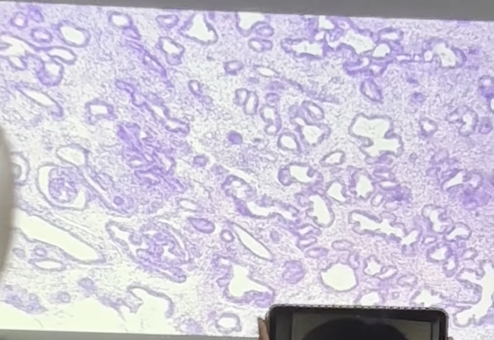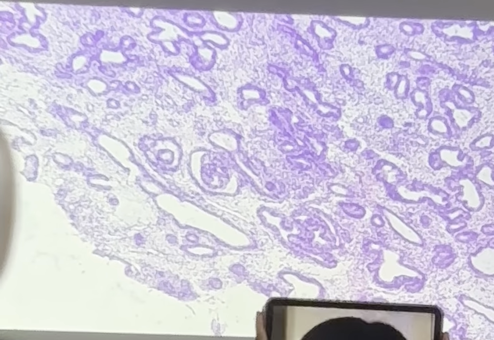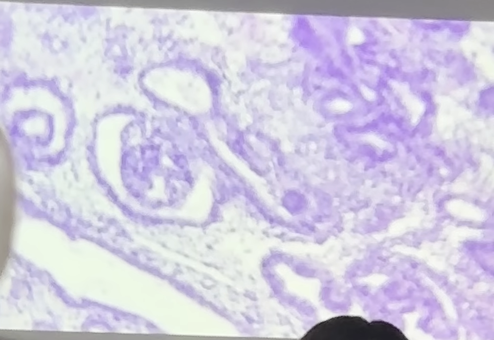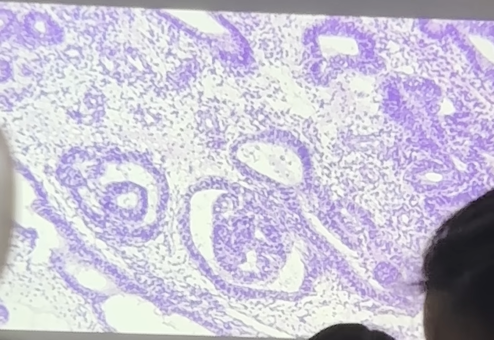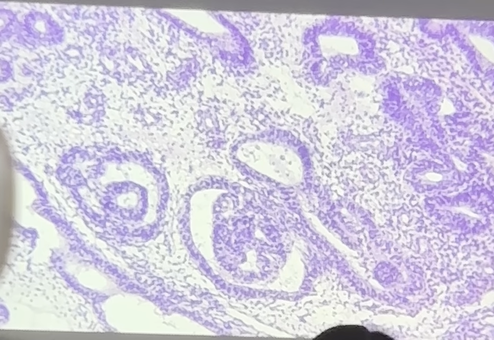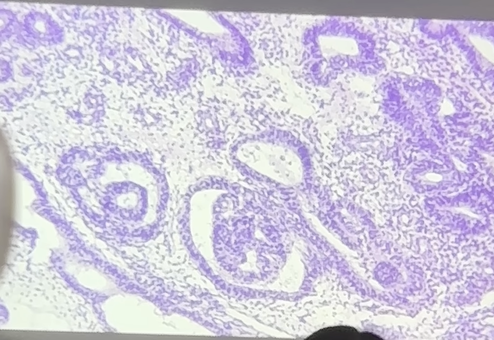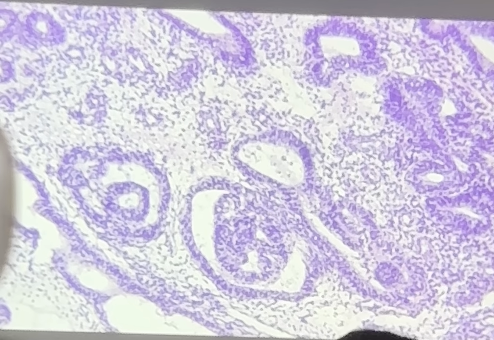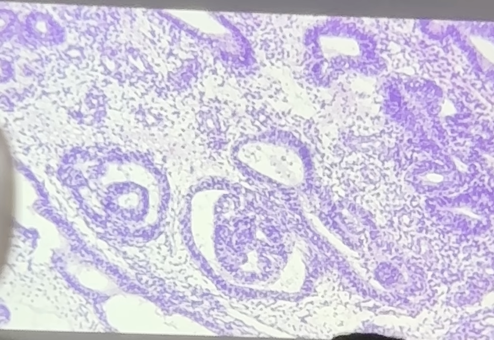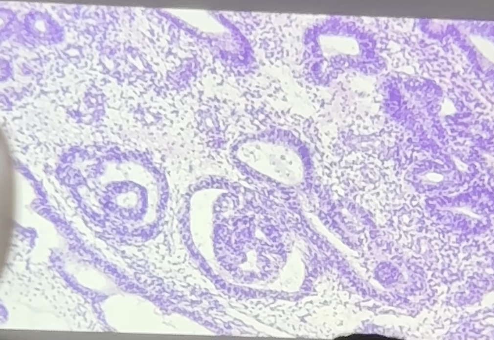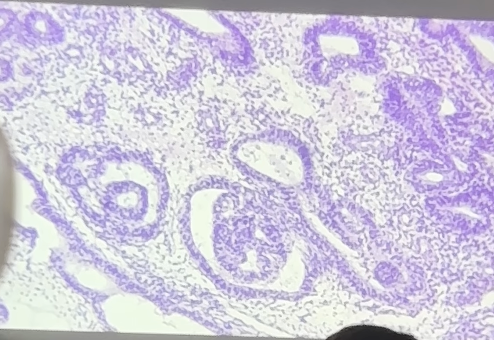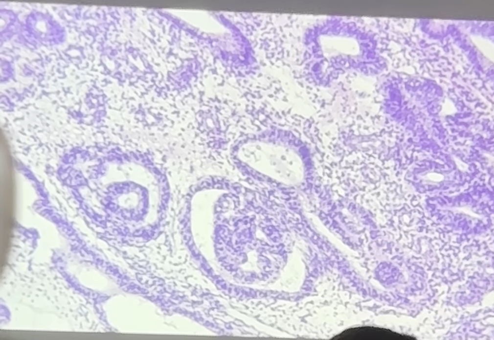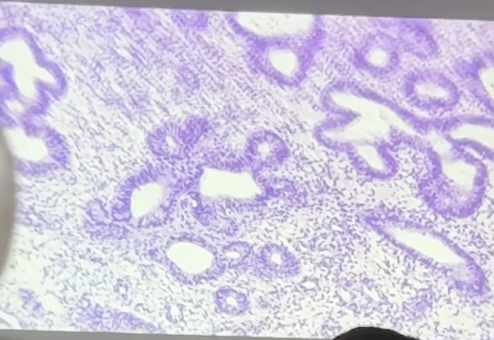Now I have this one. Look at this one. This is also characteristic of endometrial hyperplasia. Look at this. You have a gland within a gland. The glands are multiplying so much that they're starting to grow within the lumen themselves. That's gland within gland formation. So, endometrial hyperplasia without atypia.